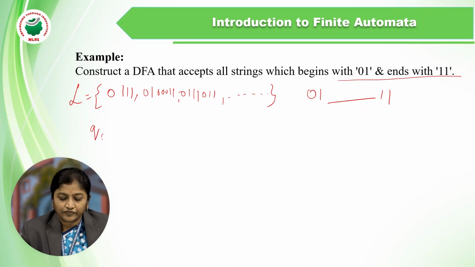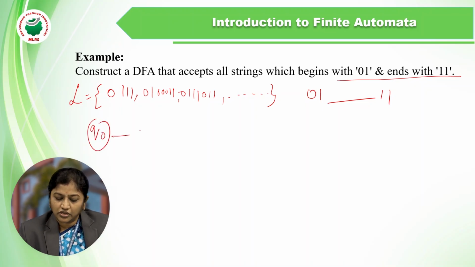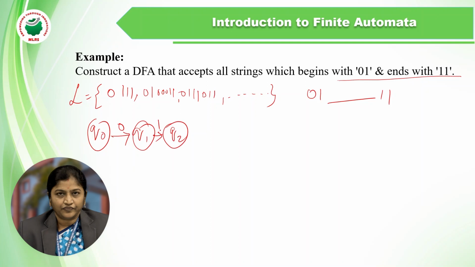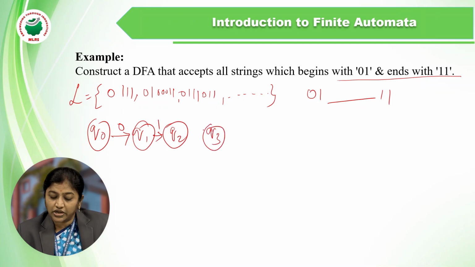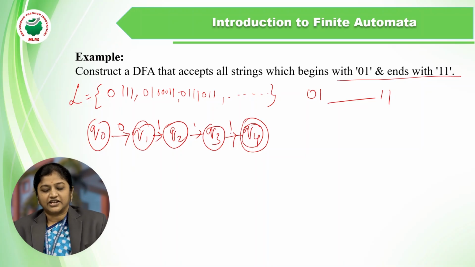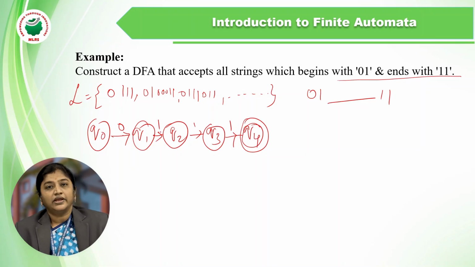Okay, we'll start. How many states do we require to draw this? Tell me. Q0, Q1, that is 0, Q2, that is 1, 0, 1. It starts with 0, 1 and ends with 1, 1. See here, 5 states we require. 1, 1. Starts with 0, 1, ends with 1, 1, right?